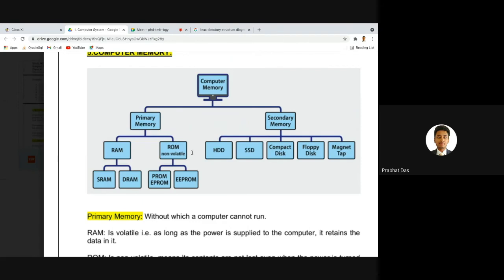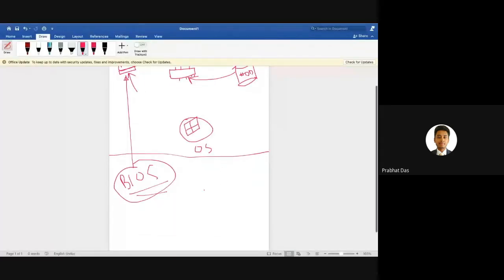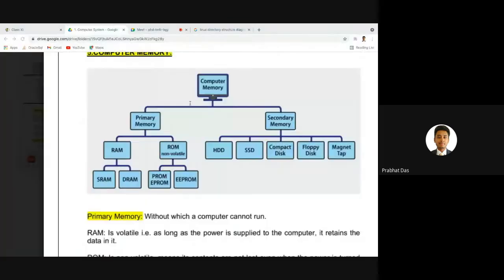Okay, so in order to utilize each and every component of a computer, you need to have a software. That software is basically known as the operating system. This software needs to be installed inside some sort of secondary memory, so that the operating system can come from the secondary memory to the primary memory, specifically the RAM.